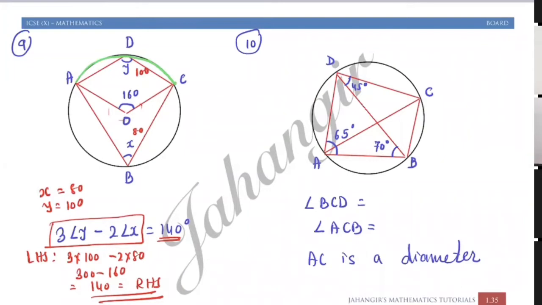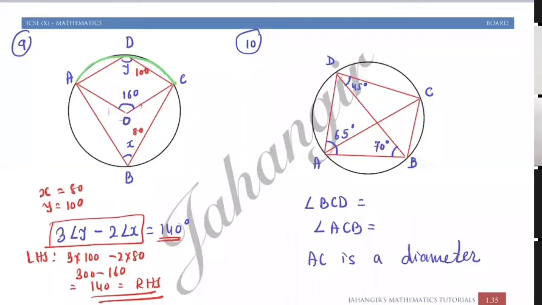I cannot hear you. Your voice is not audible. Why? What is y? y is the opposite angle in a cyclic quadrilateral. ABCD is a cyclic quadrilateral, right? So x and y are opposite angles. So if you get x, then y you easily get as 180 minus 80. What are you asking about y? Okay, sir. Try to memorize the property.